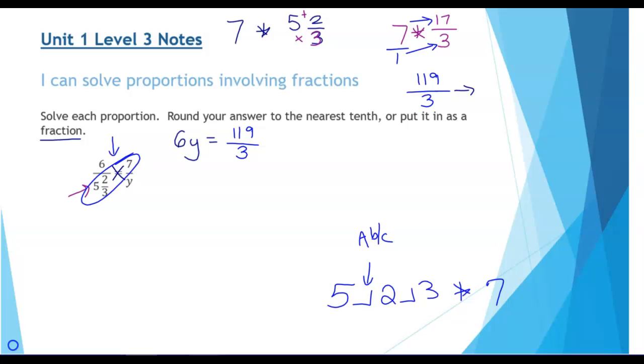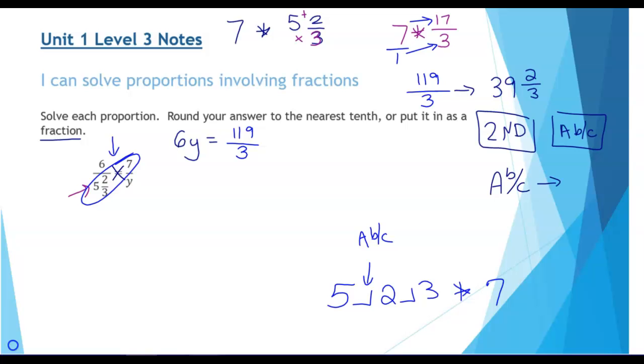And that 119 over 3 could also become 39 2/3, where you have to hit the second key and that ABC key again. And that's going to change it from a mixed number to an improper. And that's what that one is.